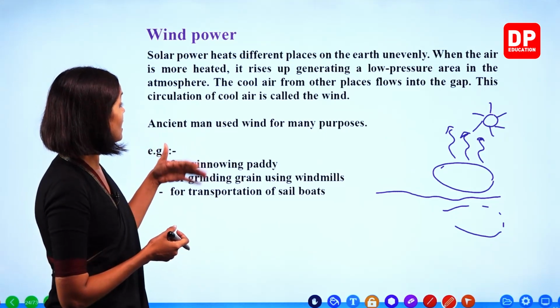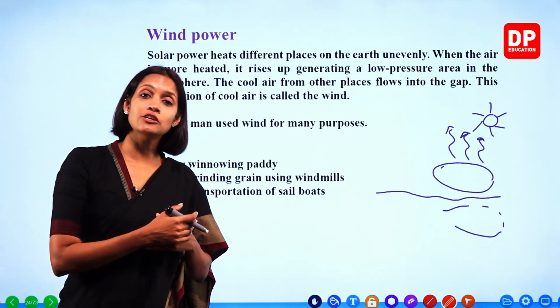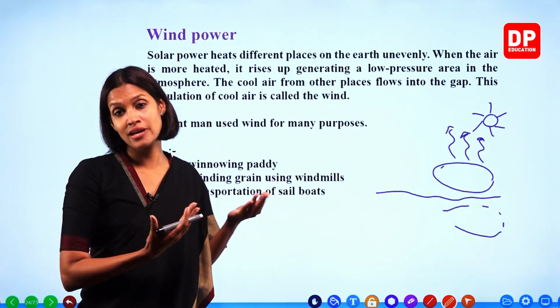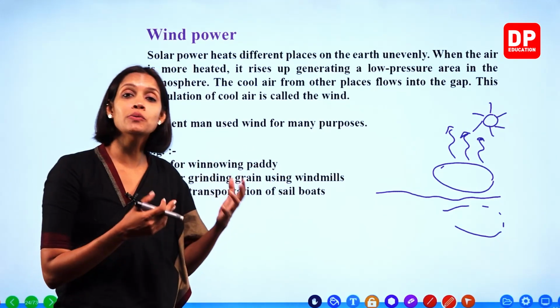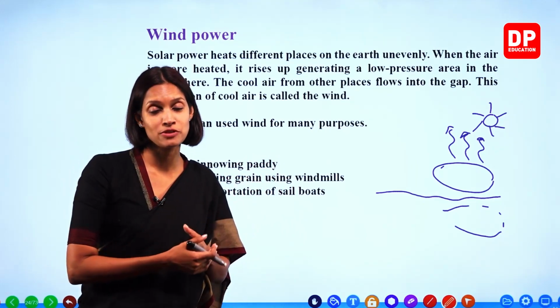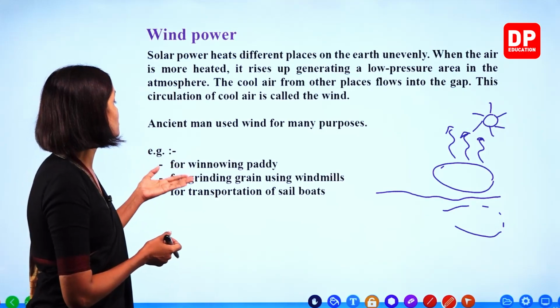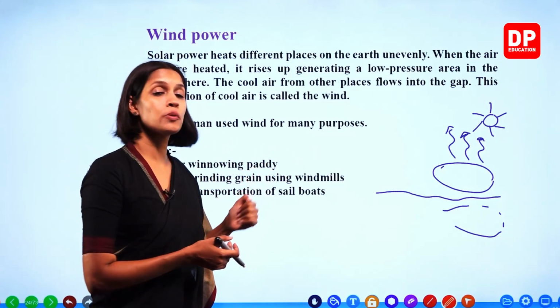Right? So ancient people always used the help of wind for winnowing paddy because they did not have machines. But nowadays we use fans and other machines for this purpose too. Right? Next one. For grinding grains using windmills.